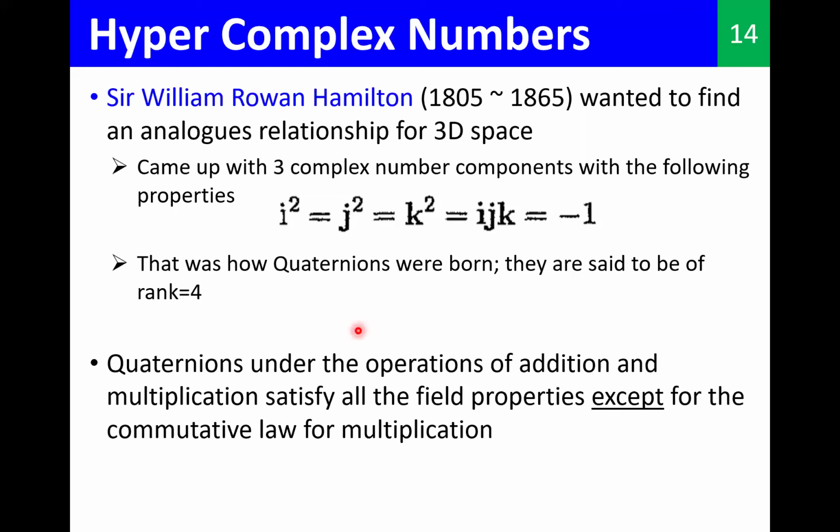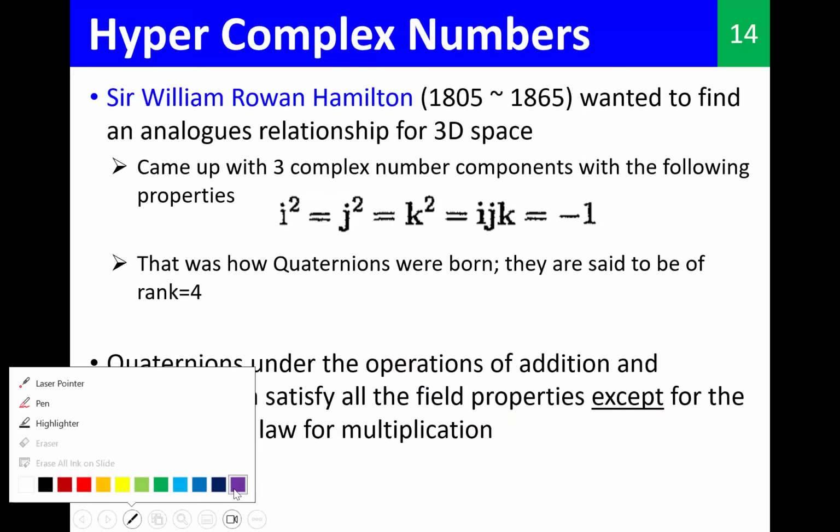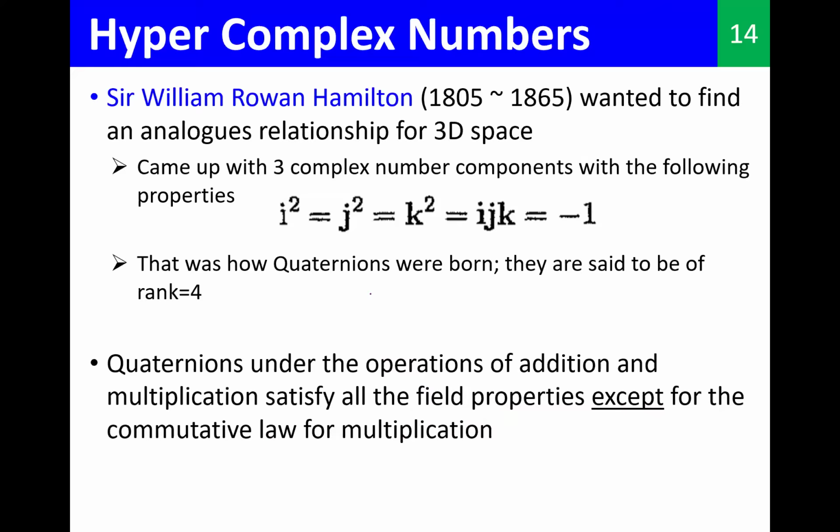And these quaternions also have field properties, except for the commutative law for multiplication. So that means, I think you know what the commutative law is, right? So if you take a quaternion Q1 times Q2, this is not equal to Q2 times Q1. So this is basically the same as rotation matrices. We know that the order is important, right?